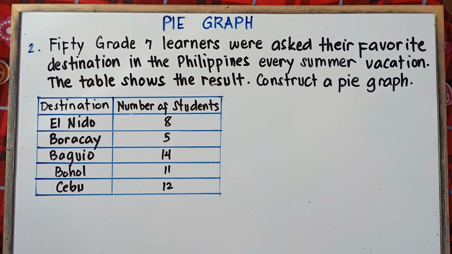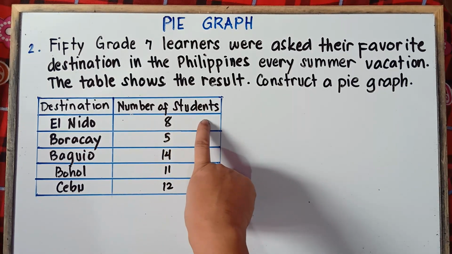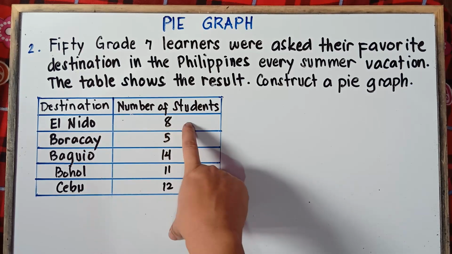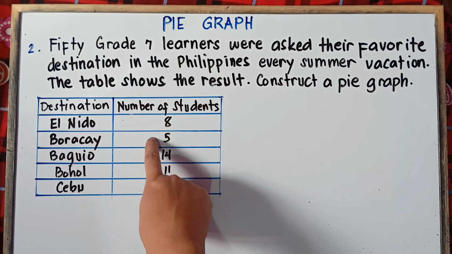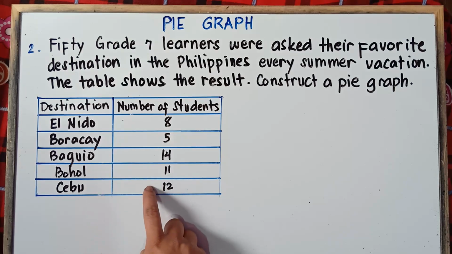Alright, so for number 2, 50 grade 7 learners were asked their favorite destination in the Philippines every summer vacation. The table shows the result. Construct a pie graph. So we have destinations. The number of students who want El Nido, that would be 8 students. Boracay, 5 students. For Baguio, 14. Bohol, 11. And then Cebu, that would be 12.